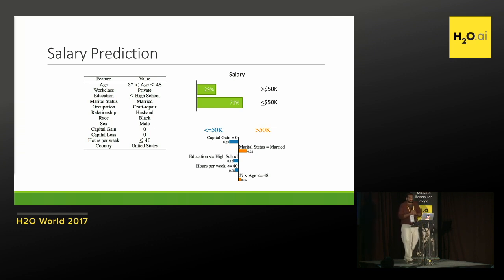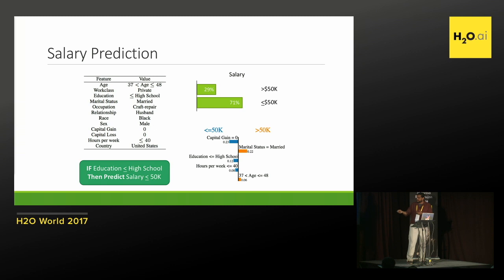But what the anchor gives you is something very, very clear and precise. It says if the education is less than high school, this classifier will almost always predict the salary to be less than 50K. Right? Something very precise, very clear, something anybody can just understand.